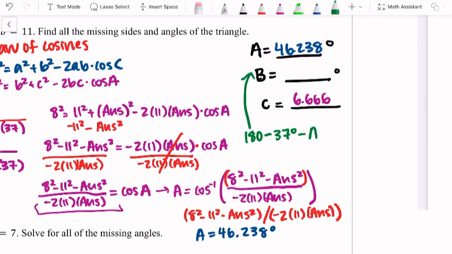When I go to type this in my calculator, I'm going to do 180 minus 37 minus the thing that you just most recently calculated, in all of its decimal glory. So I'm going to type in ANS again. I'm going to recall that answer, because that's my new answer, the last thing that I calculated. That gets us around having to round anything. So 180 minus 37 minus that last answer, our angle B should be 96.762. That's what I got, at least.